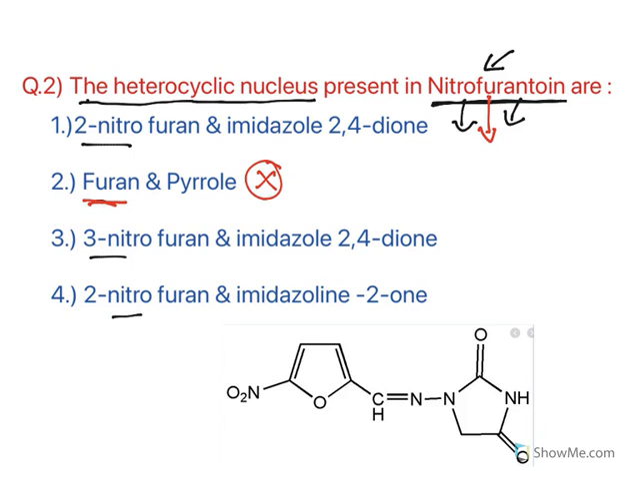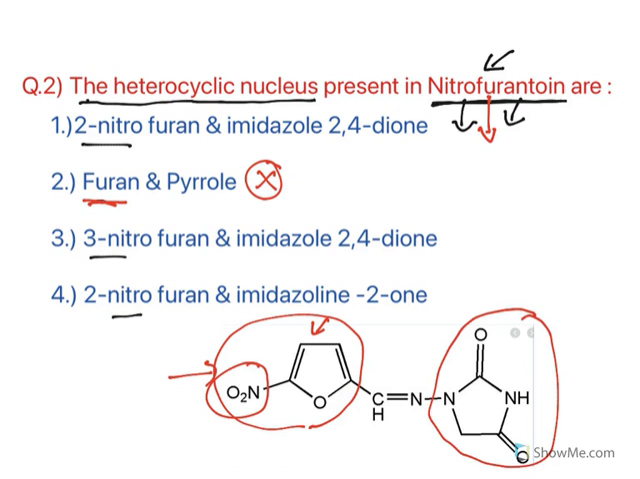Now, for the remaining three, if you need to give a correct answer, you need to know the structure. This one is furan, and at the 2nd position you have a nitro group. They're talking about the heterocyclic nucleus, so you need to think about this nucleus individually. If you see the numbering in the drug, it starts from here, 1, 2, and you will get the 5th position. But when you think of the nucleus separately, then it becomes 2-nitrofuran.